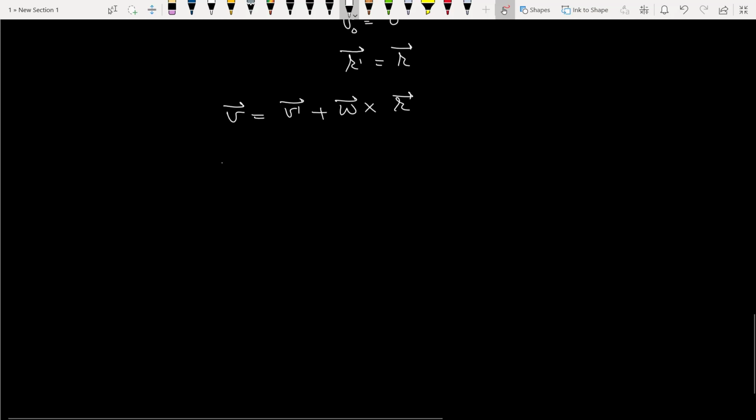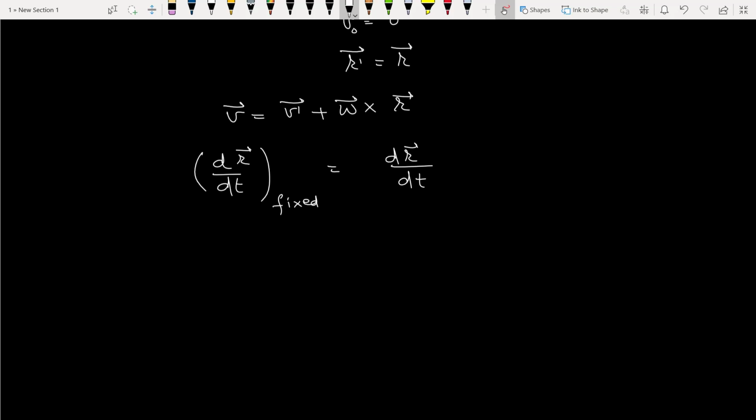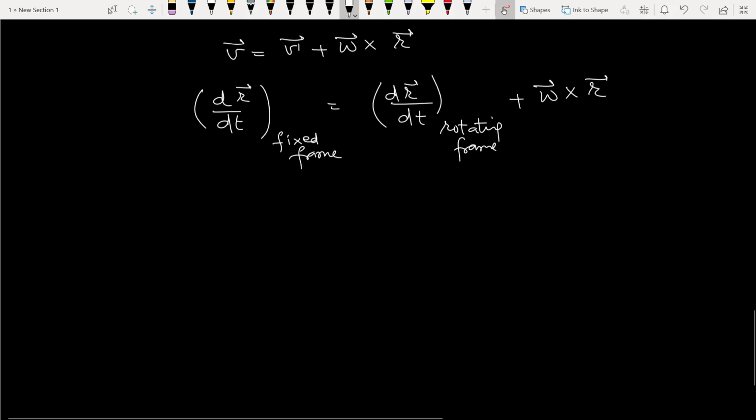So we can write it like this: d by dt of R vector, it is in S frame, so it is in fixed frame of reference, S frame, is equal to dr by dt, velocity in rotating frame, plus omega cross r. So here we write a general equation.